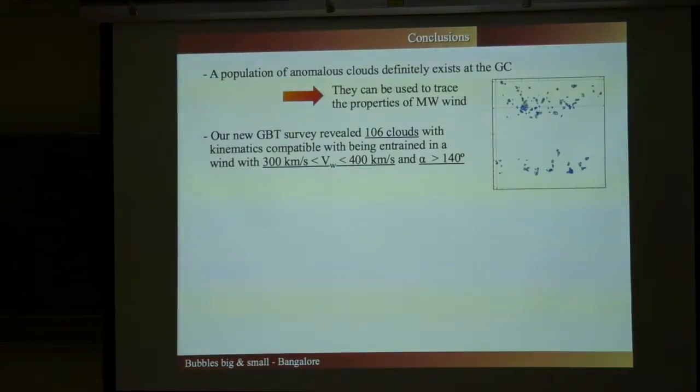So, just coming to the conclusion, I hope I convinced you that H1 emission is not completely useless to trace the outflows. With this survey, we detected a lot of these clouds with very strange kinematics, and we think that it might be gas moving with a radial velocity between 300 and 400 kilometers per second if you assume this kind of opening angle.